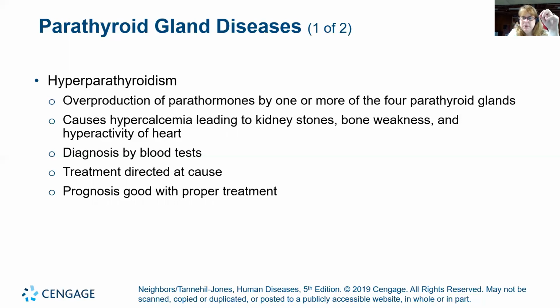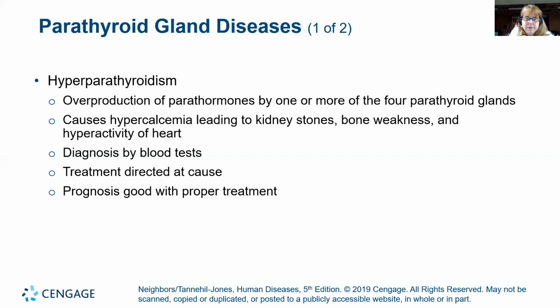Too much calcium in the blood, which leads to kidney stones, bone weakness because it's pulling the calcium out of the bone, and hyperactivity of the heart. Because remember, the heart uses calcium and potassium to fire the heart muscle for every pulse, okay? But if you have too much calcium, the heart's going to fire constantly and you're going to feel a really rapid pulse. You're going to really feel it in your chest.